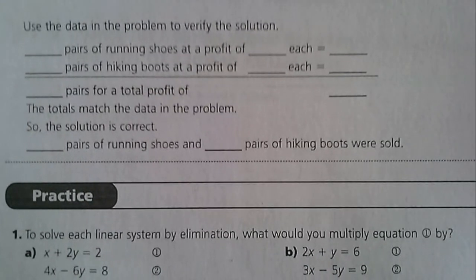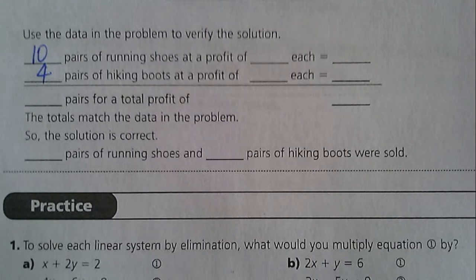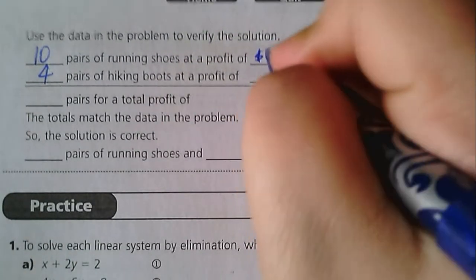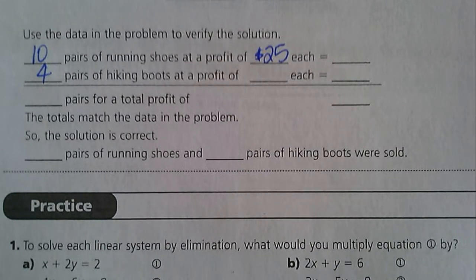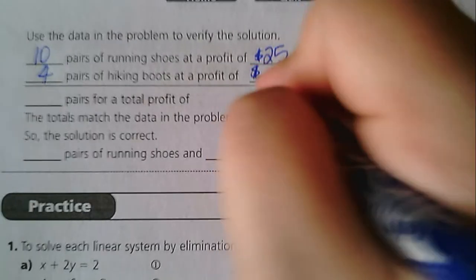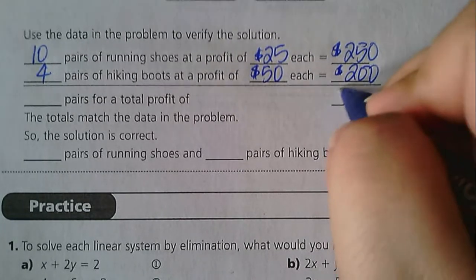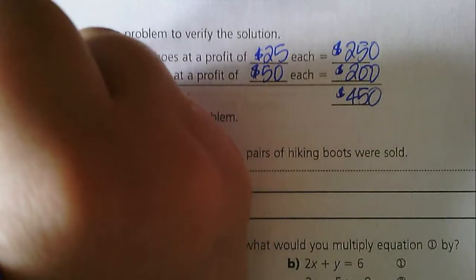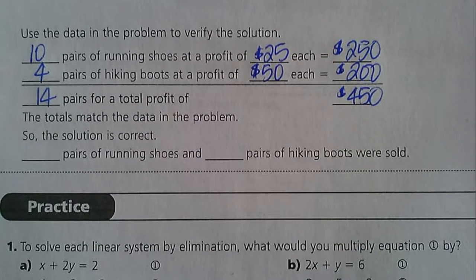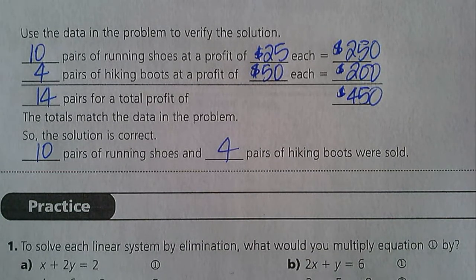So what we think to be the correct answer is 10 pairs of running shoes and 4 pairs of hiking boots. Remember the running shoes we made $25 profit off of, so 10 times 25 is 250, and we made $50 profit off of those 4 pairs of hiking boots. That's $200. Add them together to get 450, and there are 14 pairs total. So that does match with our previous data. That means this is correct. So we have 10 pairs of running shoes and 4 pairs of hiking boots.